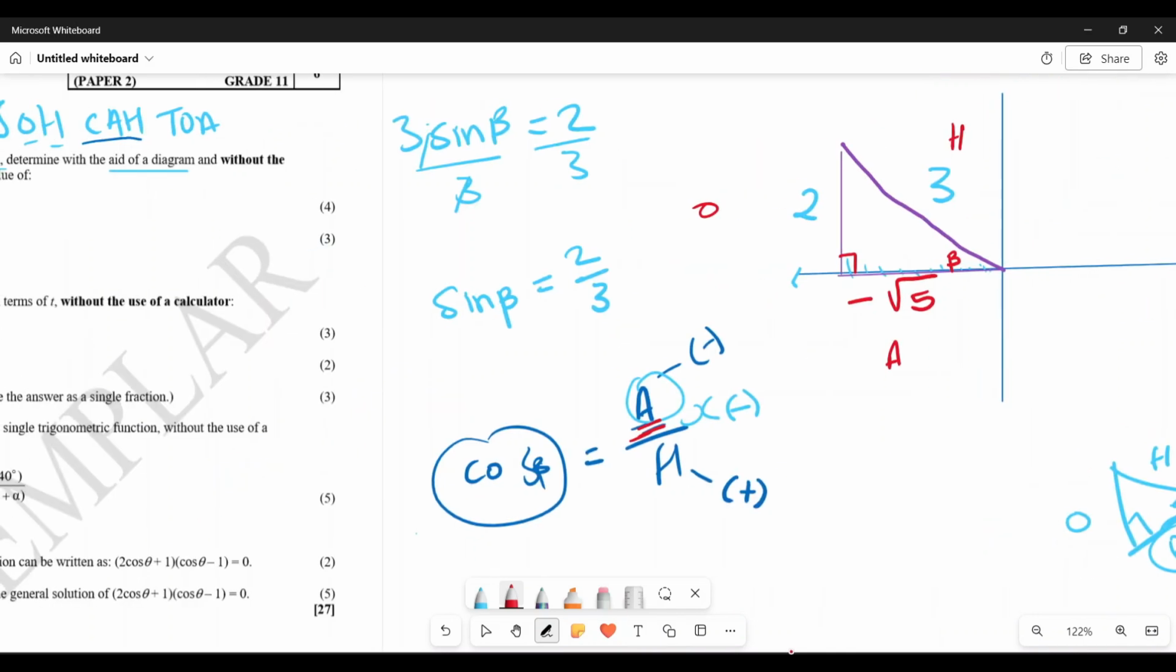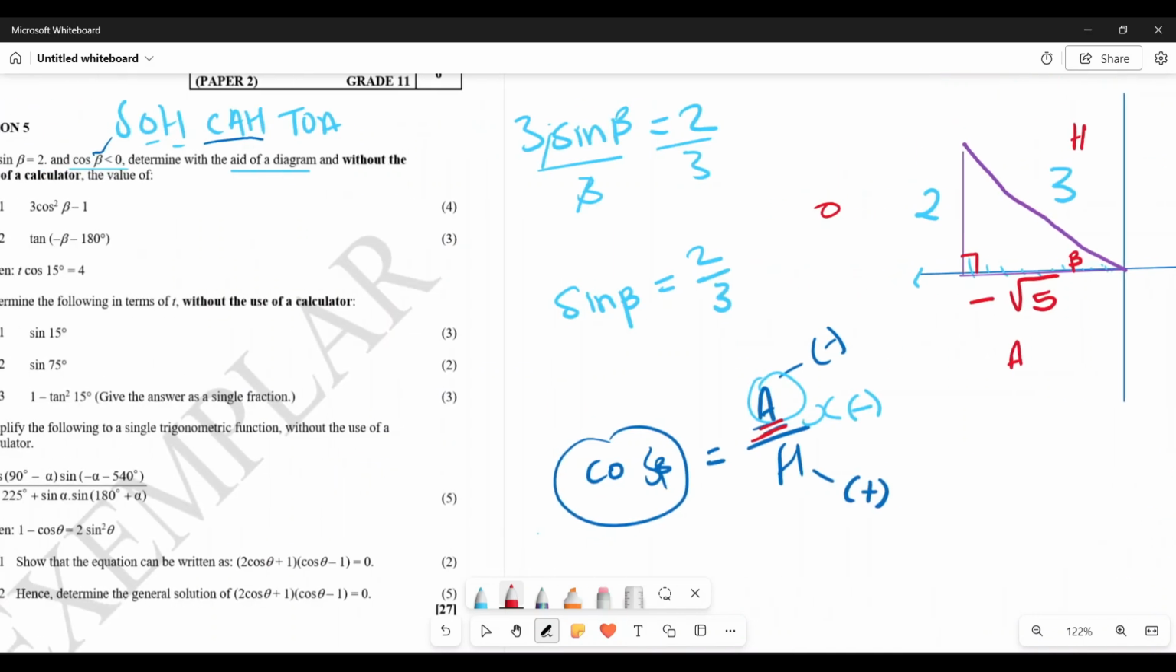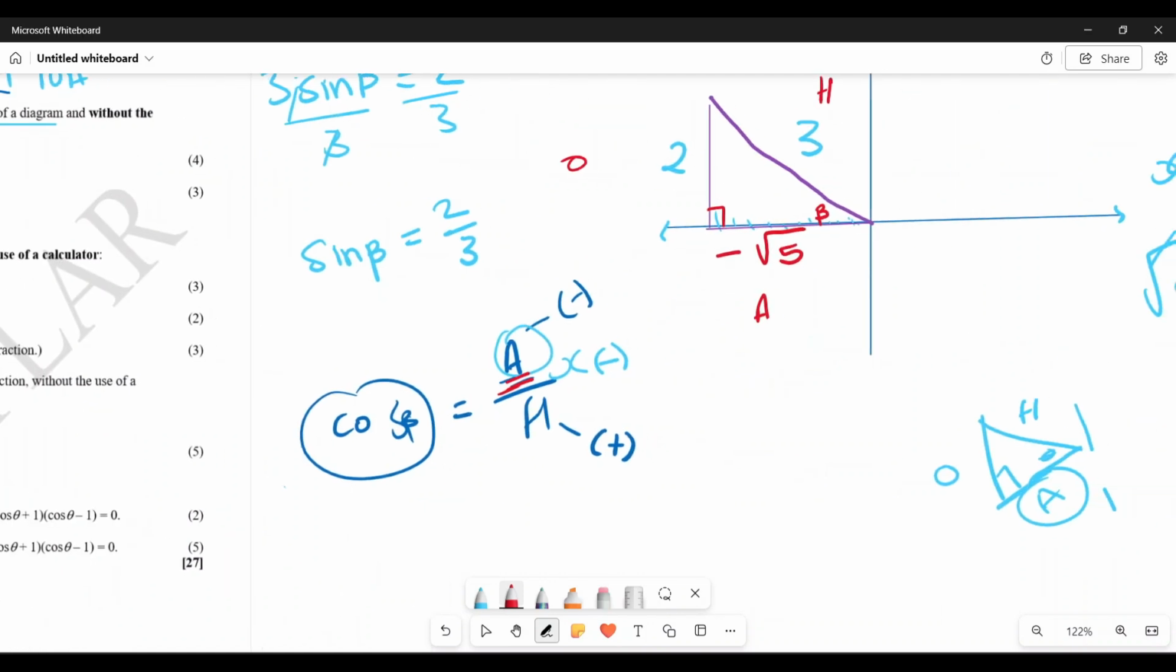So hence I say, every time whenever they tell you that your cos b should be less than 0, it means that your adjacent value should always be a negative value in that instance, right? So now, making use of this diagram, we're going to try and solve the questions that we are given. Let me try and erase here first.